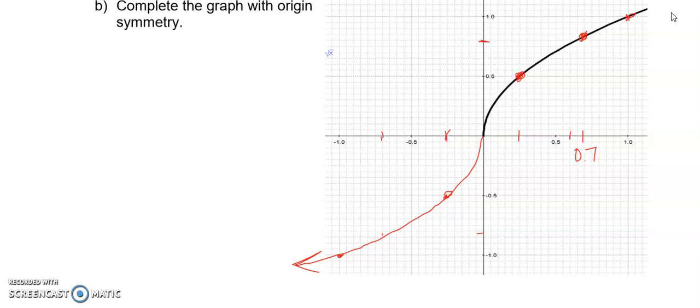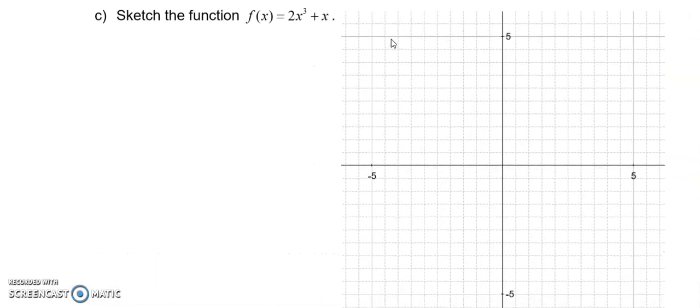Sometimes the scaling is good, sometimes the scaling is not so good. You may have to estimate some points, but you can always find a few points that you can reflect over. And there's one more question here I want to have a look at with you.